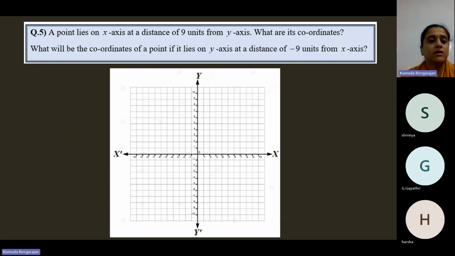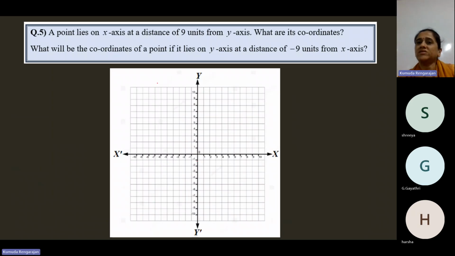A point lies on the x-axis. So on the x-axis the y coordinate is 0. Okay, on the x-axis at a distance of 9 units from the y-axis. What is that number we write first? Distance of the point from the y-axis is what we write first, right? That is 9. And it lies on the x-axis.